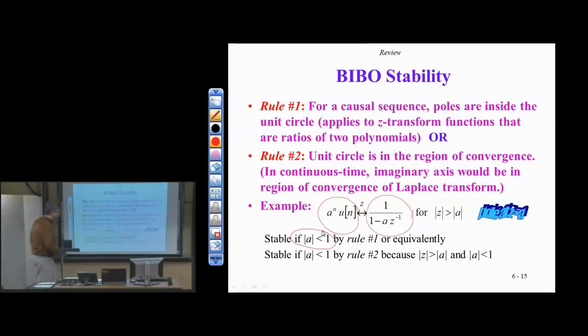If we apply rule 2, then we look at the region of convergence and see if that includes the unit circle. And the region of convergence includes the unit circle only if the absolute value of a is less than 1. Get the same answer. Just that rule 2 is the more general case.